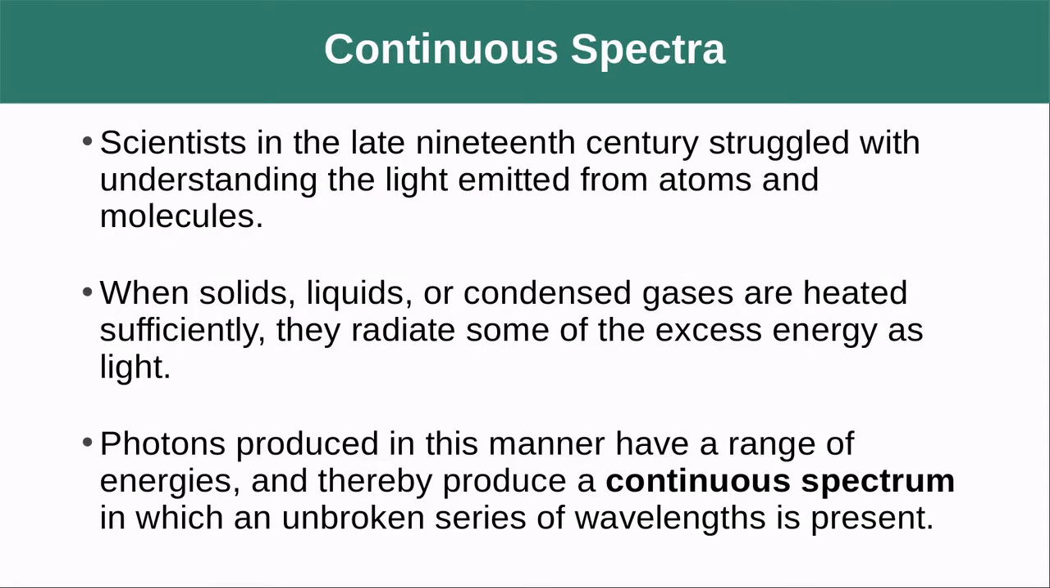So continuous spectra. The scientists in the late 19th century were also struggling with something else. They were looking at light that was emitted from atoms and molecules. And they noticed that when solids, liquids, or condensed gases, gases at high pressure and relatively low temperatures, are heated sufficiently, they radiate excess energy as light. And when they looked at this, they saw that it produced a continuous spectrum, so that there were photons of many different frequencies in a whole continuum.